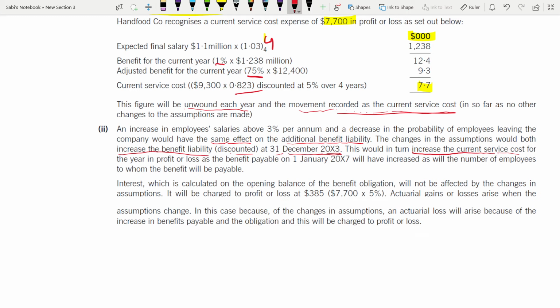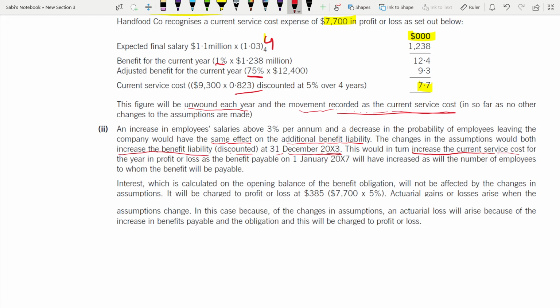Why? See, salaries are increasing by 3% per year, right? So that is one increase. Benefit liability also will increase. That means you have to give more benefit because of the increase in salary. 1% on the salary, right? So salary will increase 3% every year, which means benefit also will increase on that increased salary.